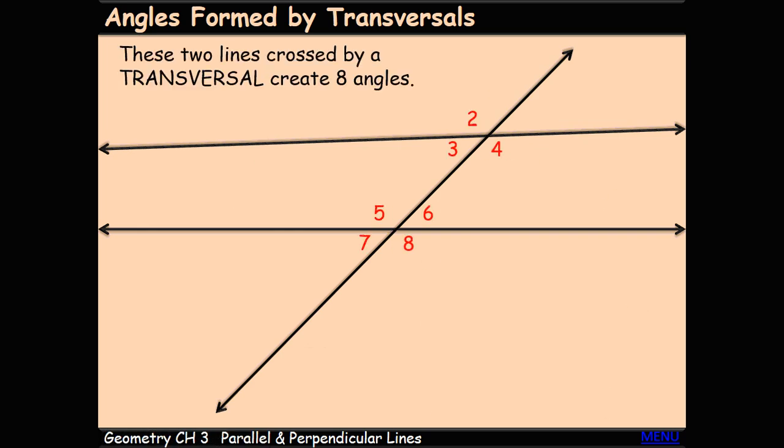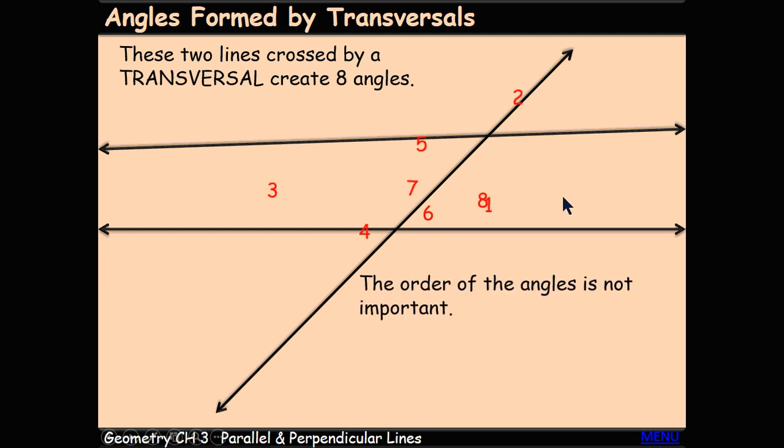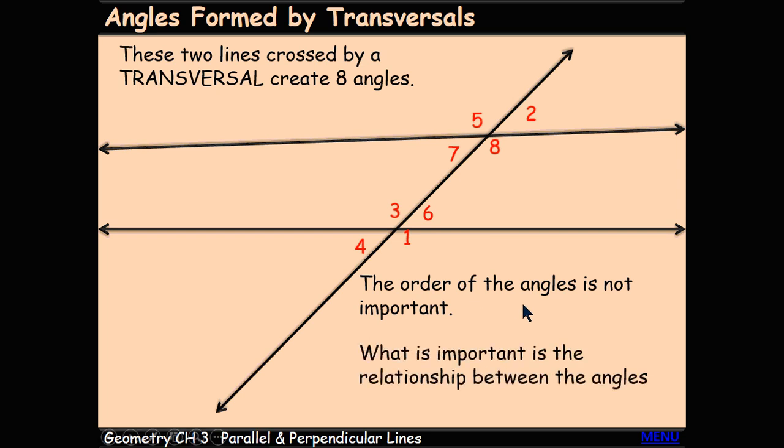Okay, when we have a transversal crossing two other lines, we create 8 angles. Now I have them numbered here just to make it easier to talk about the angles, but it doesn't matter which number is where. It's not like we always start up here in the top right for number 1. We can take these numbers and move them around. Doesn't matter. This is just shortcut naming. The numbers don't have to be in the same location. But in this case, what we want to focus on is the relationship between the different angles based on where they are in the picture.